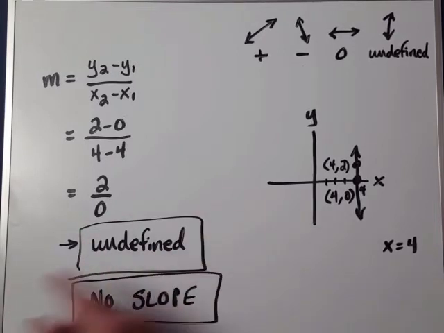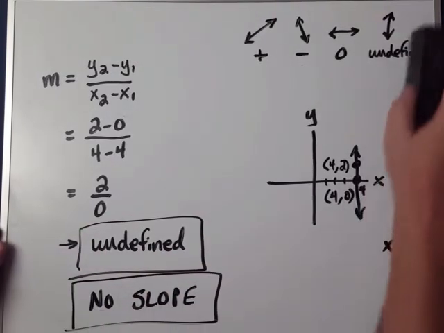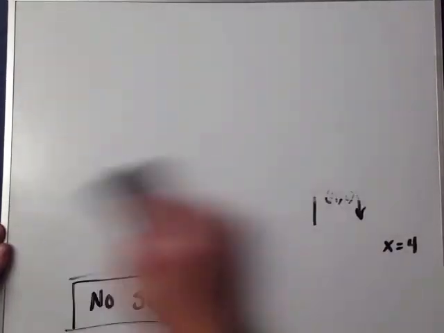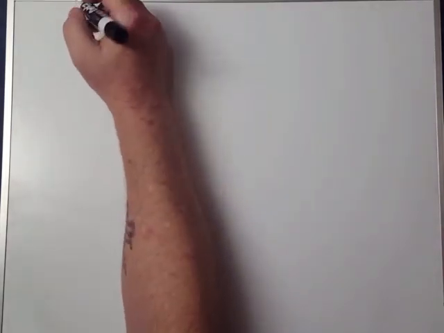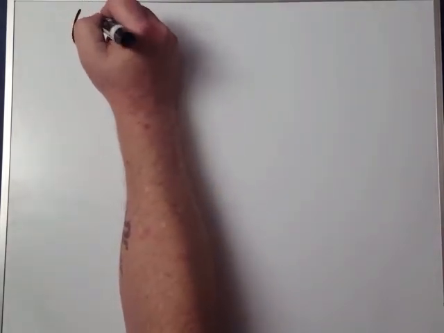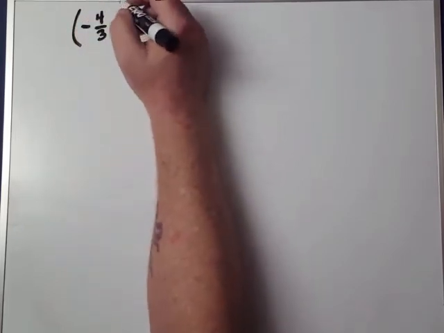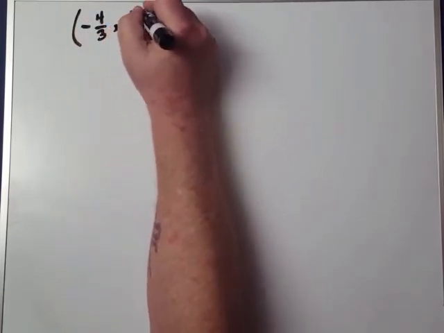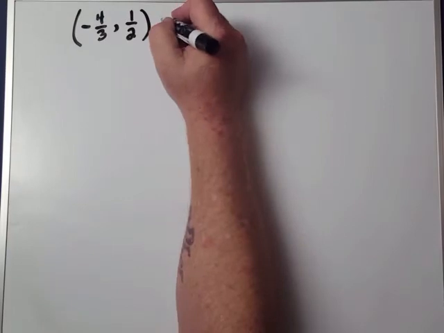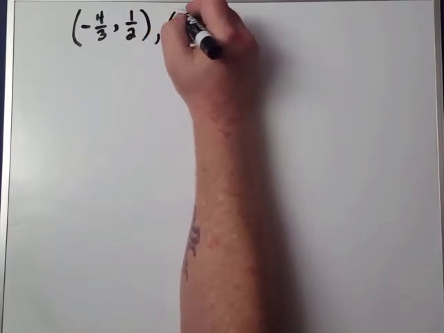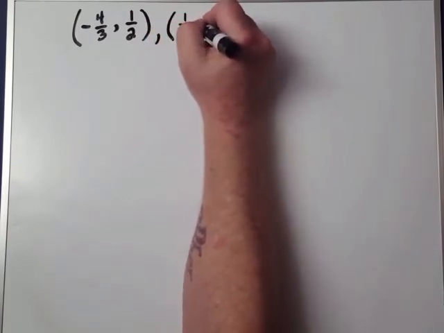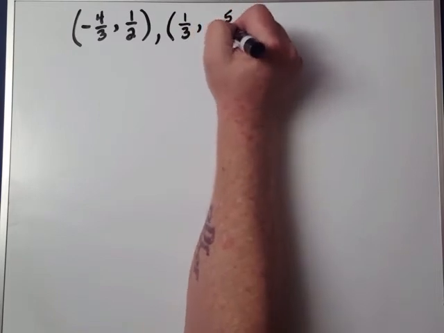Let's do another one of these, but let's crank it up just a little. Let's jump back to the homework and grab number 42. You know I can't pass up a problem like this. Number 42. Find the slope of the line that passes through this pair of points. Negative 4/3, 1/2, and 1/3, negative 5/6.